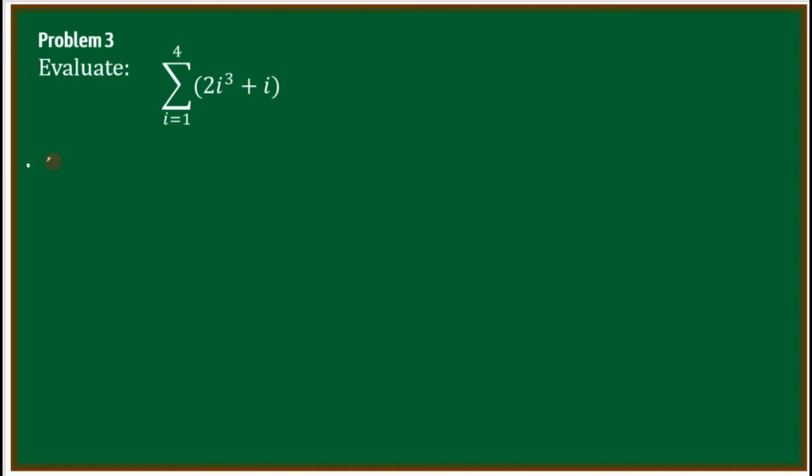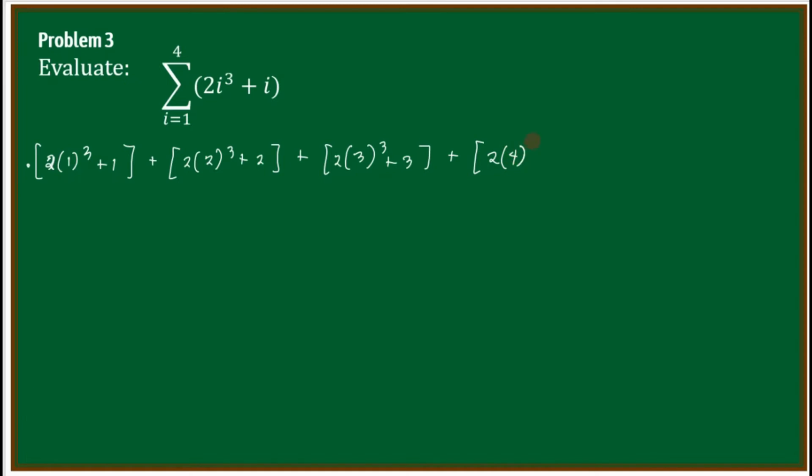So, we have 2 times 1 cube plus 1, then plus 2 times 2 cube plus 2, plus 2 times 3 cube plus 3, then plus 2 times 4 cube plus 4. Then simplify natin. So 1 cube is 1. 1 times 1 times 1 is 1. Times 2, 2 plus 1, 3. Then 2 cube is 8. Times 2, 16. Plus 2, 18.